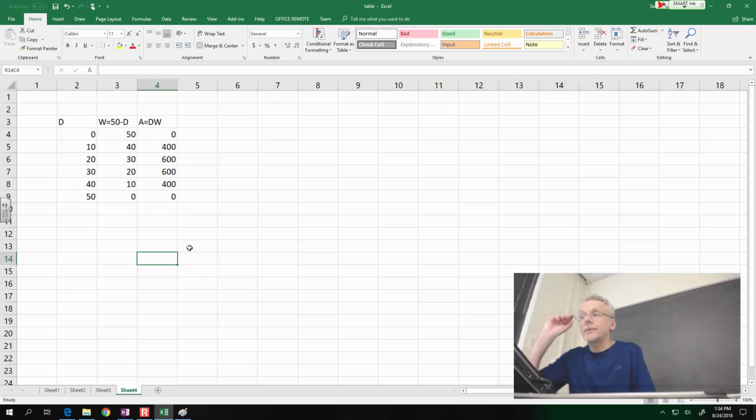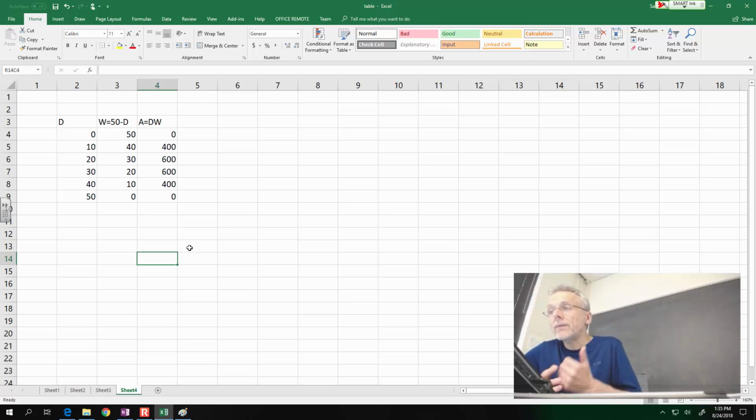So what we saw in that big table, now we have a tiny table with only 3 columns. But the data is the same. So 0, 400, 600, 600, 400, and 0. On the face of it, it appears that indeed 600 is the largest possible value.